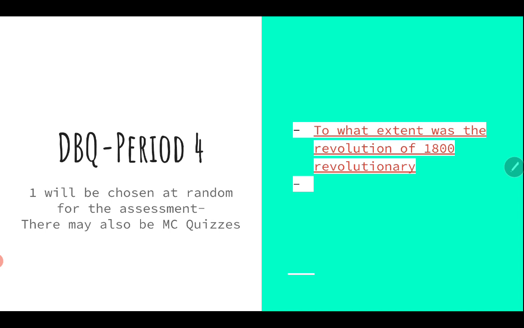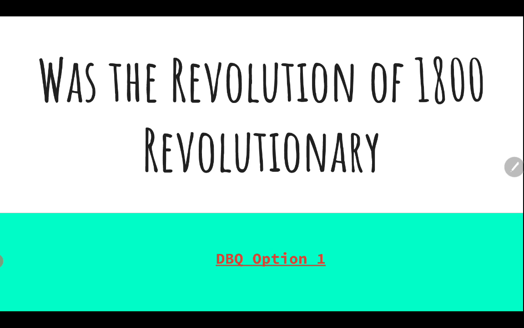So we're going to start out with a DBQ, which was the Revolution of 1800 revolutionary? I know we've done a lot of these types of questions, but this gets to this idea of what changed when Jefferson was elected.